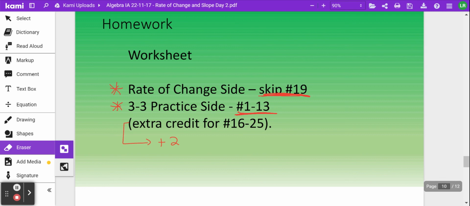Okay, again, that is posted as an assignment on Canvas. You can turn it in using Cami, or you can do all your work on a separate piece of paper and turn it in that way. I don't care. That is up to you. Whatever you like, you do.